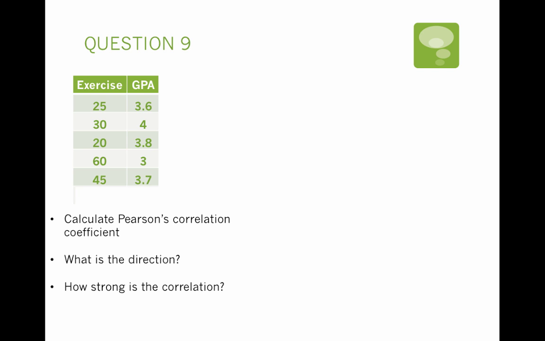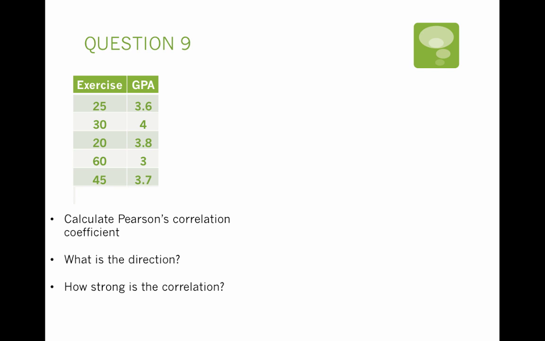Question number 9. Calculate Pearson's correlation coefficient between exercise and GPA. Well, what do we know Pearson's correlation coefficient to measure? What is it all about? Why do we even use it? It's when we want to investigate and learn about the relationship between two different variables. And we see our two different variables in this case are exercise and GPA.